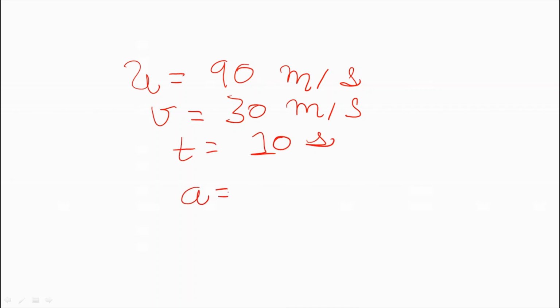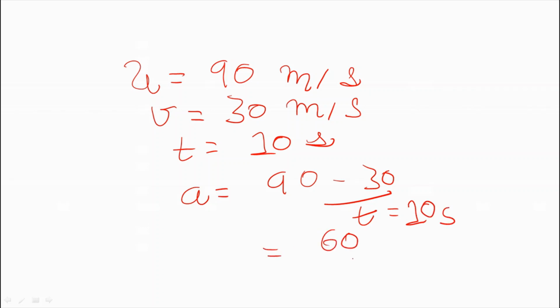So acceleration will be 90 minus 30 by time taken, which is 10 seconds. So it will become 60 by 10. We'll cut the 0 and our answer will become 6 meter per second square. This is your answer of the third numerical.